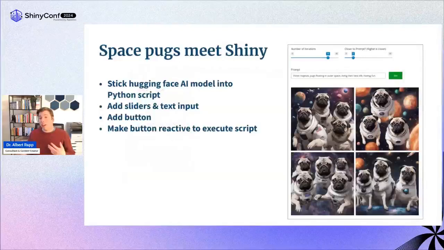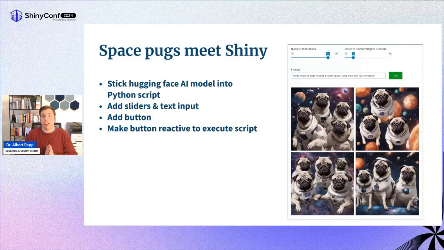So as for my AI Hugging Face user interface that I wanted to build, really all I had to do is wrap all of the script from Hugging Face into a function that I could call within my Shiny for Python app. And then I just added some sliders, a text input, and a button, just like I've demonstrated with the dummy app. And then I made the button reactive to execute the script.